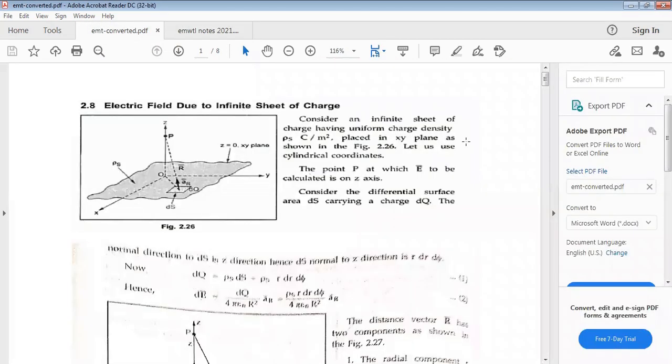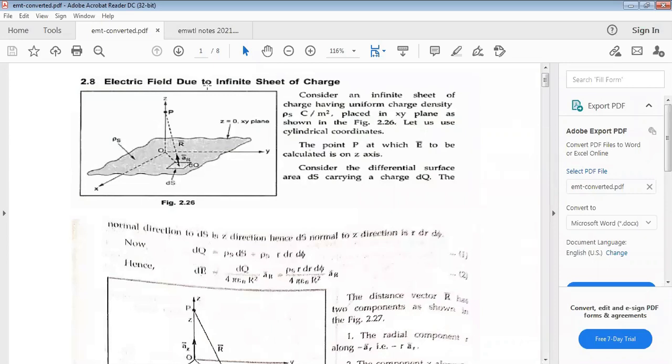You see here, electric field intensity due to the infinite sheet of charge. See, in this diagram, there is a sheet at z equal to 0, the xy plane. On that, I assume a small differential surface. Consider an infinite sheet of charge having uniform charge density rho s placed in the xy plane as shown in the figure here, and consider a cylindrical coordinate system.